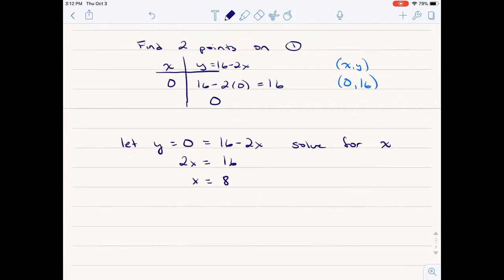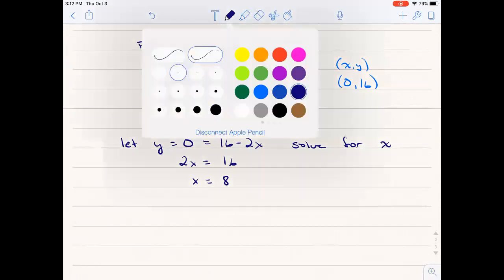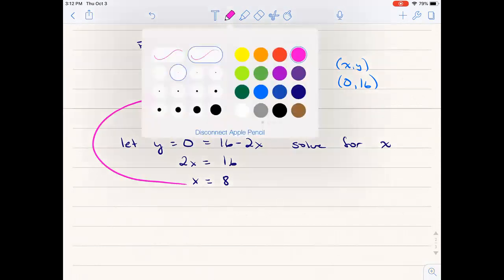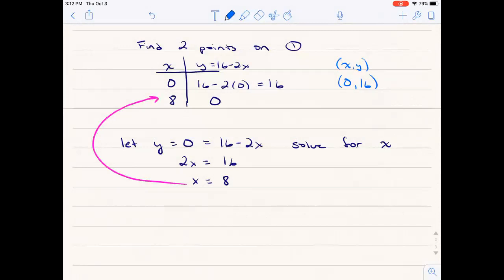So then I know, like I said, you can pick any value of x, but now I know where it crosses the x-axis as well. I know where it crosses the y-axis, and I know where it crosses the x-axis, which might be useful. So now I saved myself a little bit of work, potentially later on.